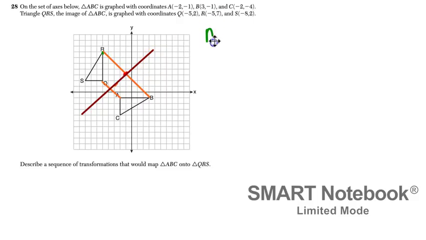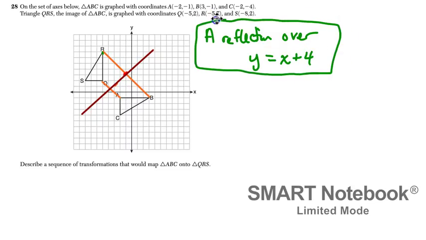What's the equation of that line? I think slope-intercept form is going to be the easiest. I know it has a slope of 1, so my m is 1, or 1x, or just x. My y-intercept is +4, so that would be a correct answer.